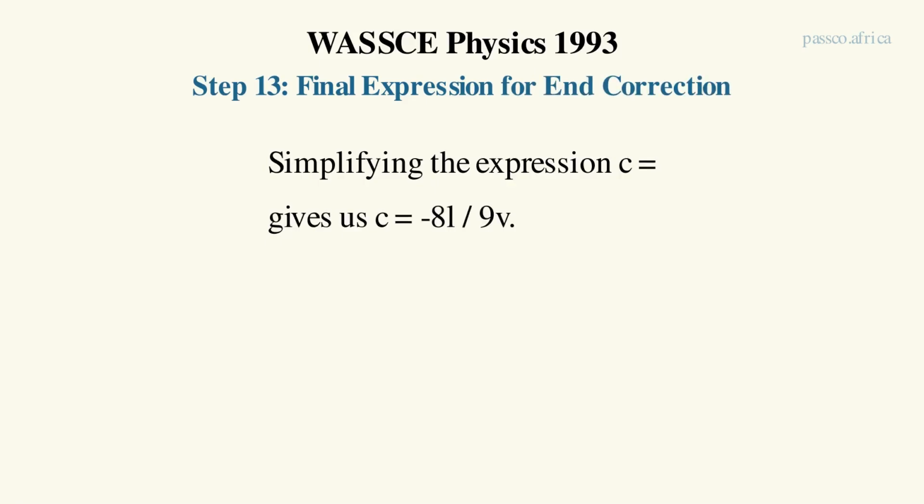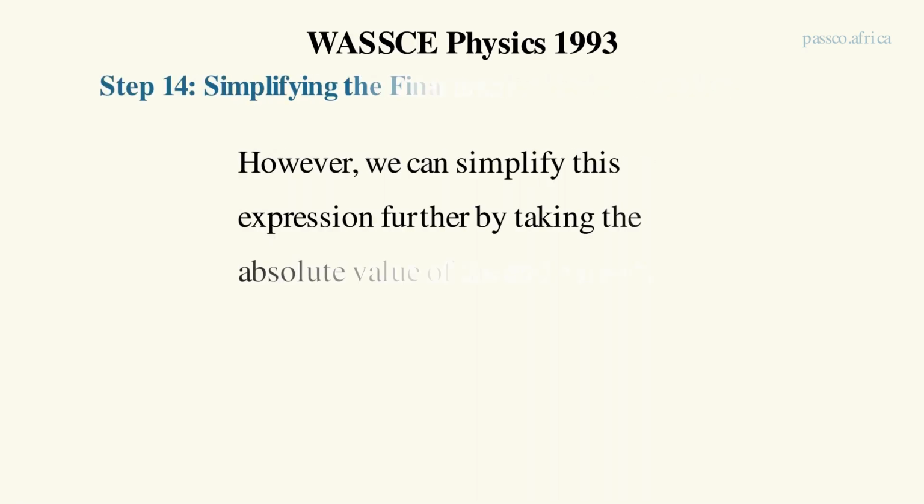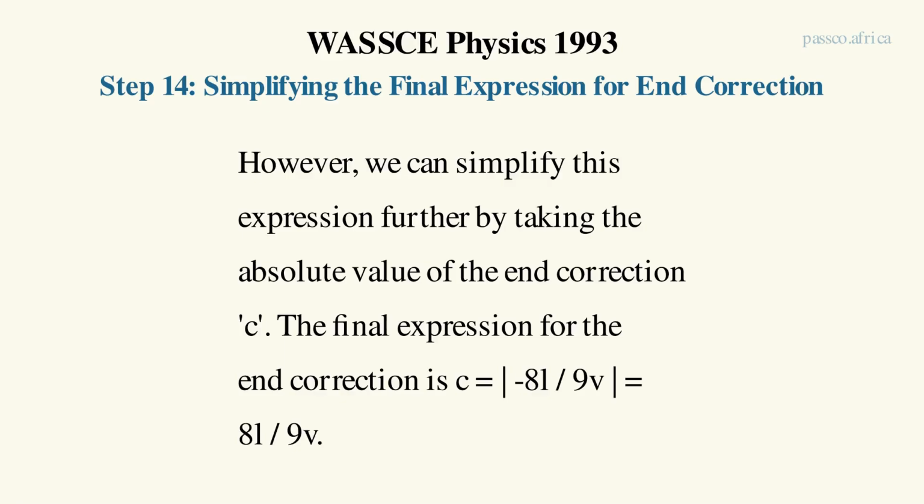Step 14. Simplifying the final expression for end correction. However, we can simplify this expression further by taking the absolute value of the end correction C. The final expression for the end correction is C equals minus 8L/9V, which is 8L/9V.